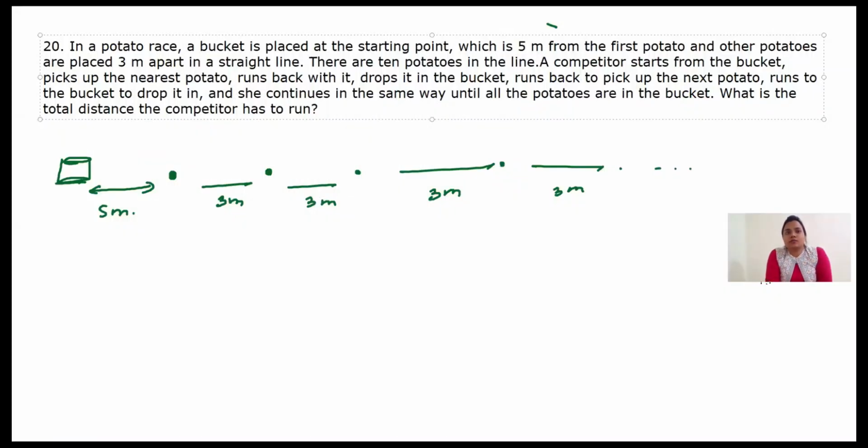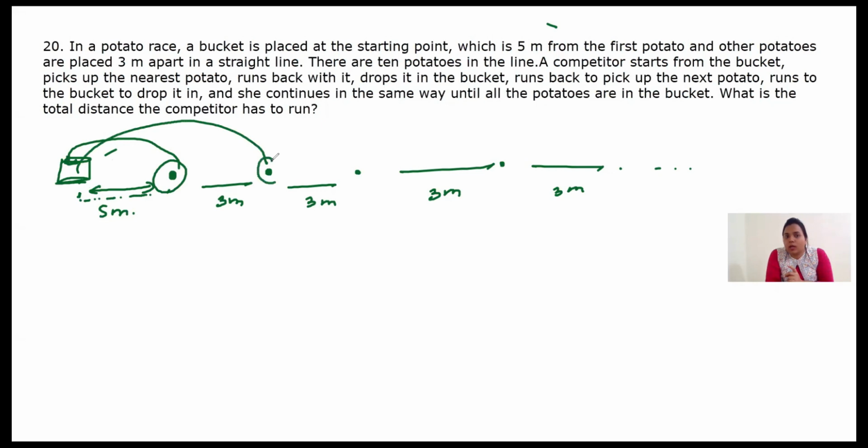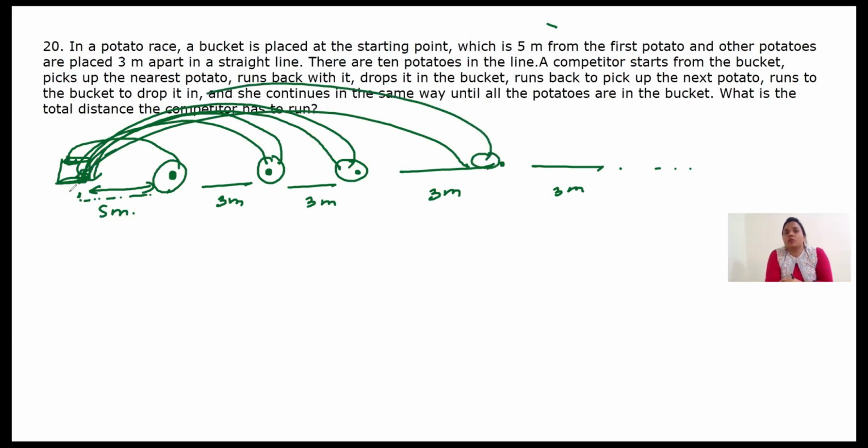A competitor starts from the bucket, picks up the nearest potato. It means a competitor will start from this point. The competitor will run till here, pick up this potato, come back and insert this potato in the bucket. He runs back with it, drops it in the bucket, runs back to pick up the next potato. Then again, he will run to this potato, pick it up, come back, drop it, and continue in the same way. Again it will go, come back, drop. Go, pick it up, come back, and drop.